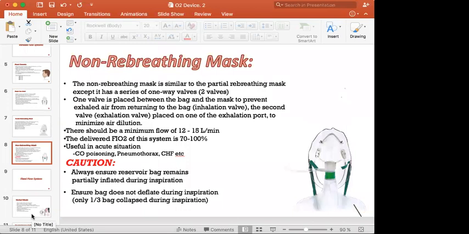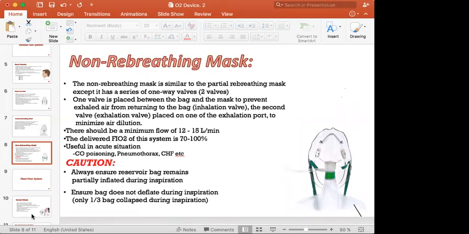The non-rebreather mask's only difference from the partial breather mask is the one-way valve, and there's an external valve on the exhalation port. The inspiratory valve, between the mask and the reservoir bag, prevents the CO2 from going to the reservoir bag, so the oxygen will not be mixed with CO2, and the patient is getting pure oxygen from the reservoir bag.